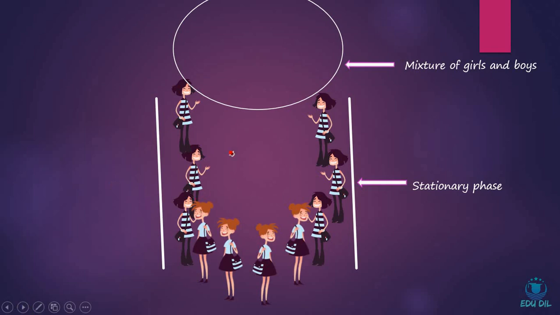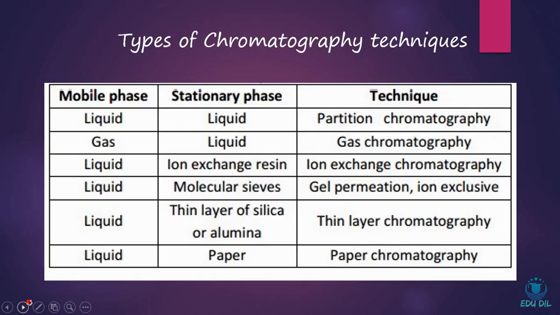Girls are of a similar type, so they have some interactions because they share similar characteristics. Assume this is the stationary phase and this is the mobile phase. Then there will be some interaction, so they move more slowly than boys, because boys are of a different gender. And then we'll see what the types of chromatographic techniques are.